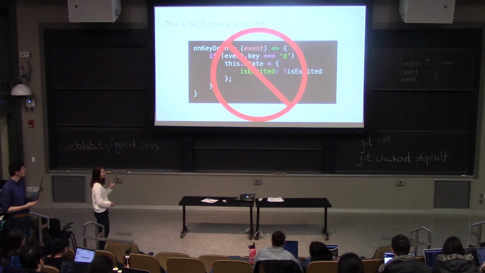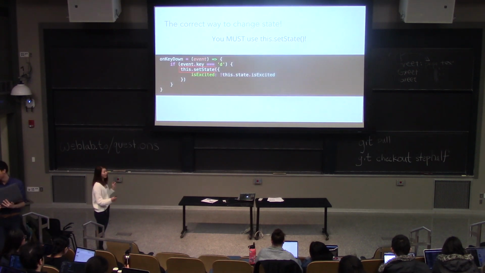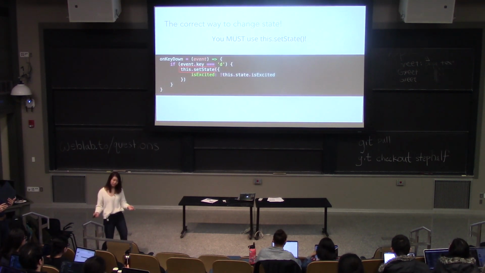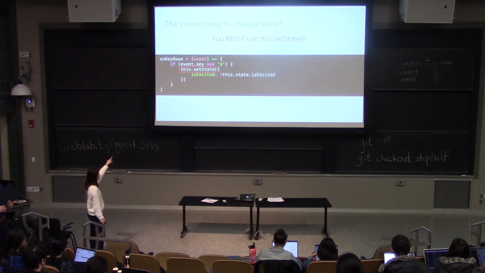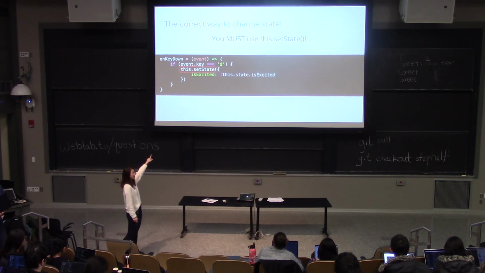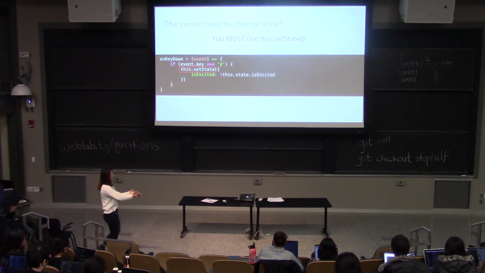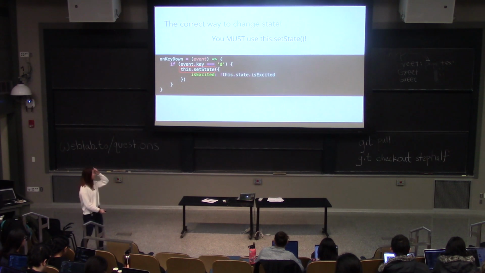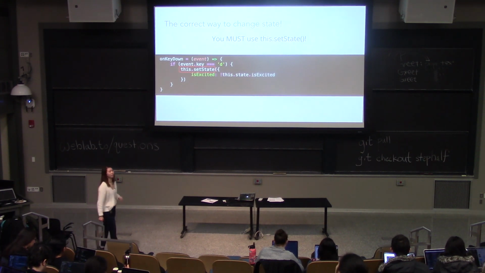Well, this is wrong. Don't ever do this. It will never work. Trust me. So the correct way to change a state, and you should all add this to your code right now, is this.setState. Then we set isExcited, and we put the expression there to set it to the opposite of what it is. So go ahead and put this in your code.